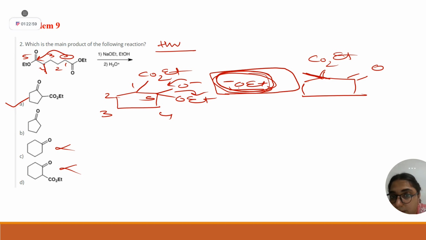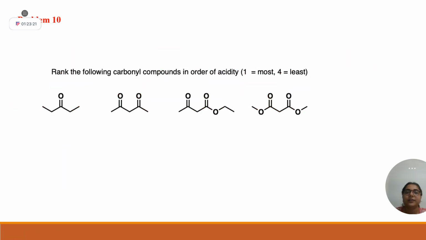If you have to quench this OEt minus anyhow, by how? By acid, by presence of H plus. So it will take H plus from this acidic site. So always remember that in your final product you should have that acidic hydrogen in order to take the reaction in the forward direction. Okay. Yes, ma'am. Okay. Good. Very easy. I think we have covered this question earlier also.